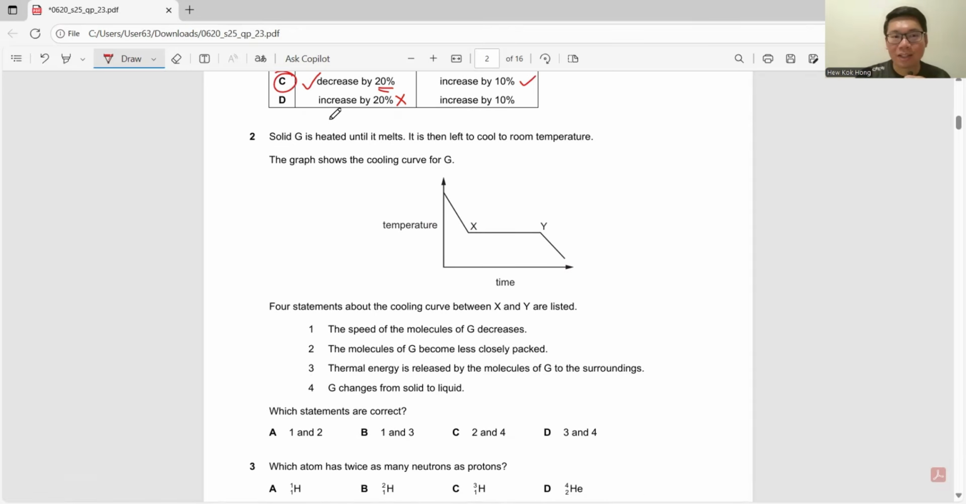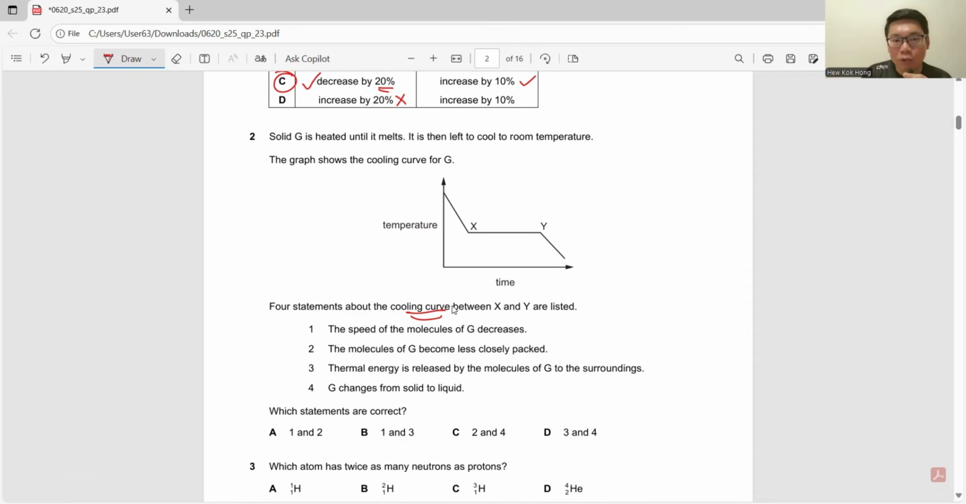Number 2, solid G is heated until it melts. It is then left to cool to room temperature. The graph shows the cooling curve for G. Four statements about the cooling curve between X and Y are listed. First, it says the speed of molecules of G decreases. This is correct if we talk about the cooling curve, but it's actually not very accurate for X and Y, because between X and Y there is no change in temperature, so the speed shouldn't have any changes.